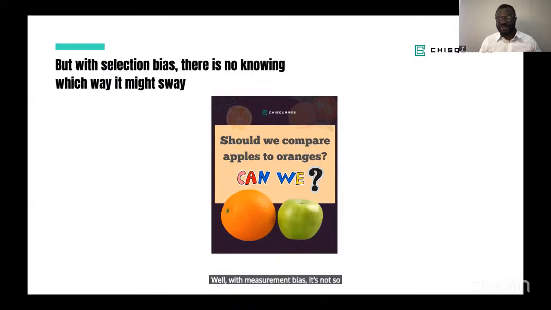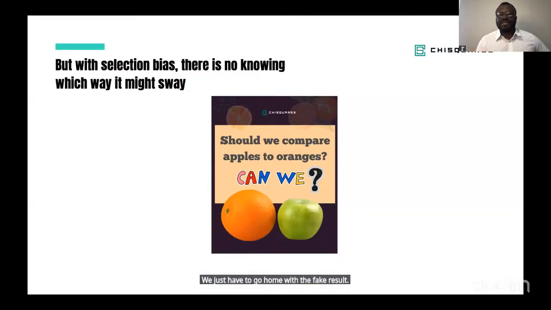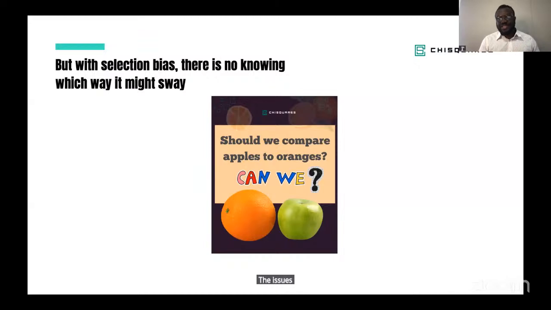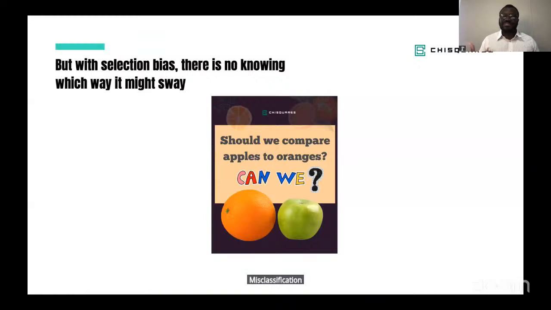It's not so straightforward, right? Once we have misclassified, well, we are really, really screwed at that point because there's not much we can do. We just have to go home with a fake result. And so that's the biggest threat when you want to do multiple imputation. The threat of misclassification should always be over your head, and you should worry about the issues, because the fear is not that there will be misclassification. The fear is that we don't know the direction that will take us, because misclassification can bias results in any direction. You can never know, right?